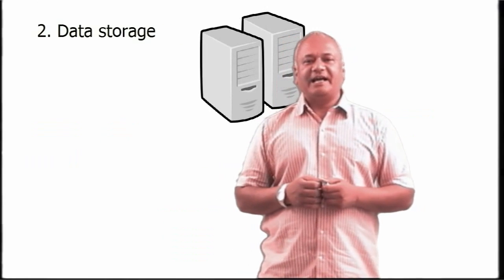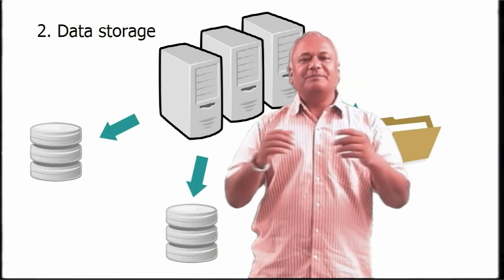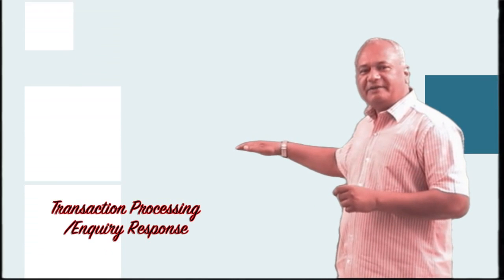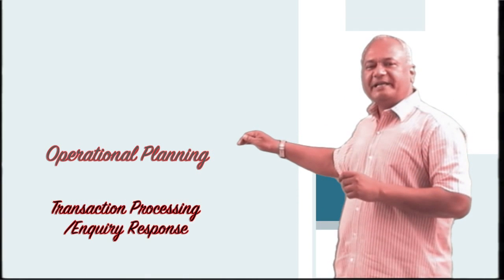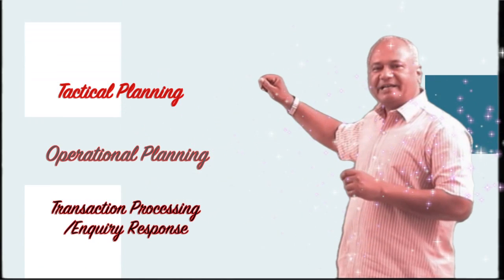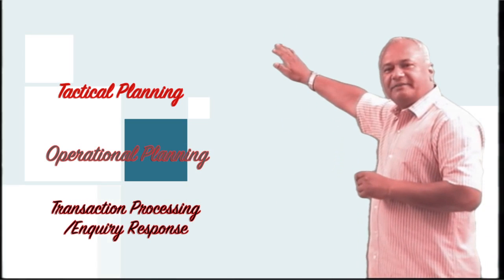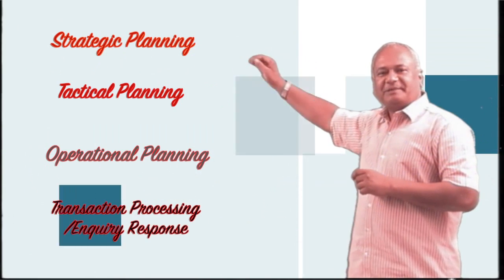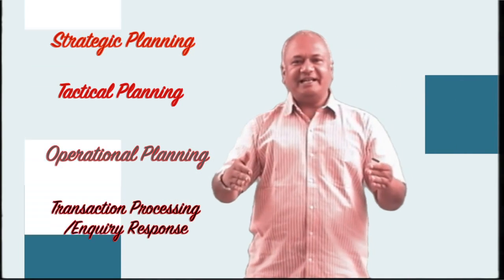MIS is always seen as the triangle or the pyramid structure. So in this structure we have 4 layers. The bottom layer you can see here is transaction processing and inquiry response. When we go up to the second level, we are looking at management information for operational planning and decision making. The third level speaks about management information for tactical planning and decision making. And the fourth level, that is the top level, we are looking at MIS for strategic and policy planning and decision making. It is always seen as a triangle.